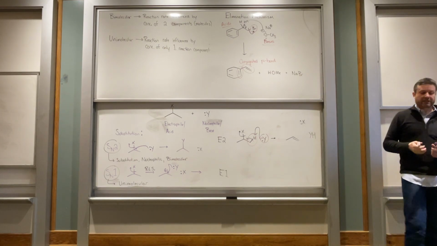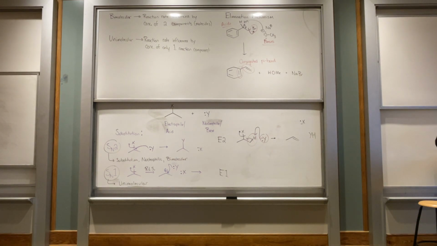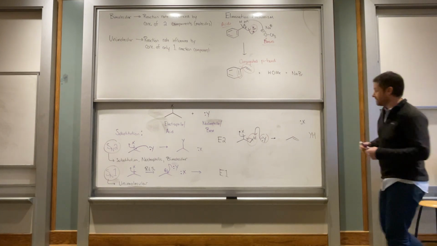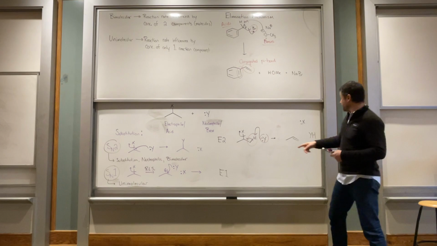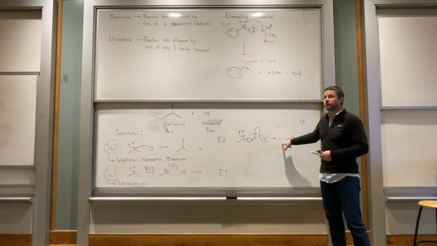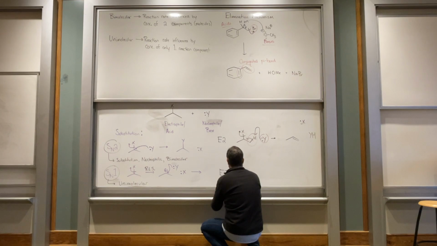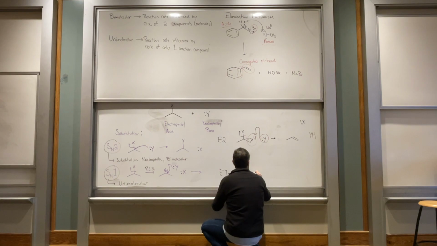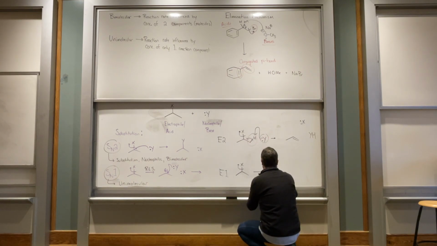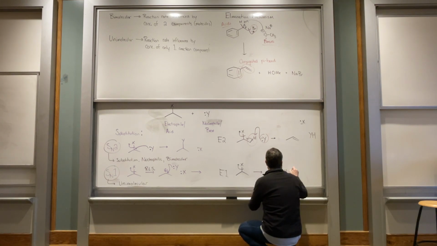What about unimolecular? What is the unimolecular mechanism? Could it be that, but one step? So this is one step. Or could the X leave first as the leaving group, and then your intermediate would be a positive carbon, and then the oxygen would grab off the hydrogen, and the electrons would form the double bond?